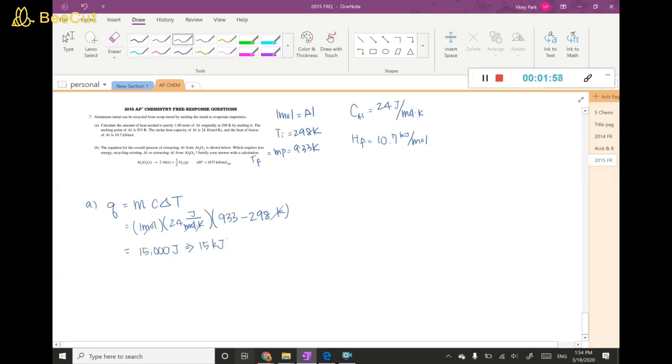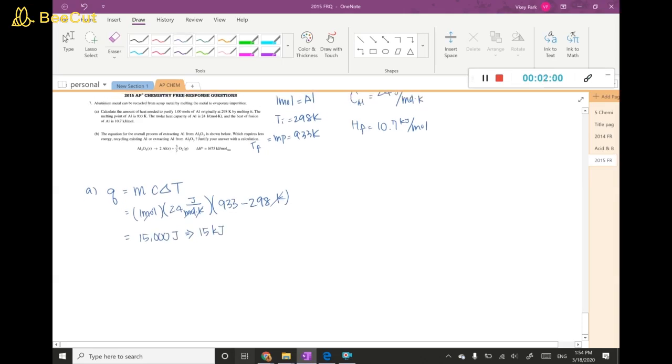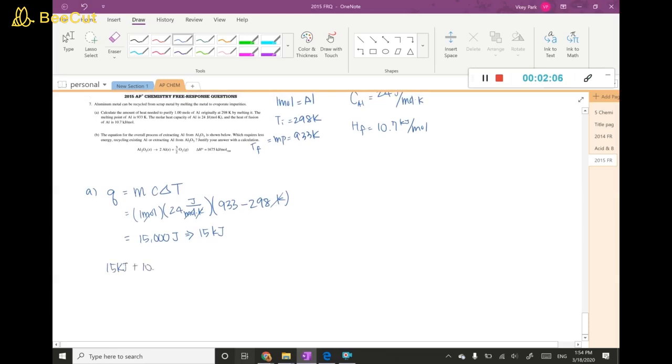Okie dokies. Now, from here though, it says that it has melted. So because it has melted, I am actually going to add the 15 kilojoules to the 10.7 kilojoules per mole. I just have to do that. And I end up with 26 kilojoules.